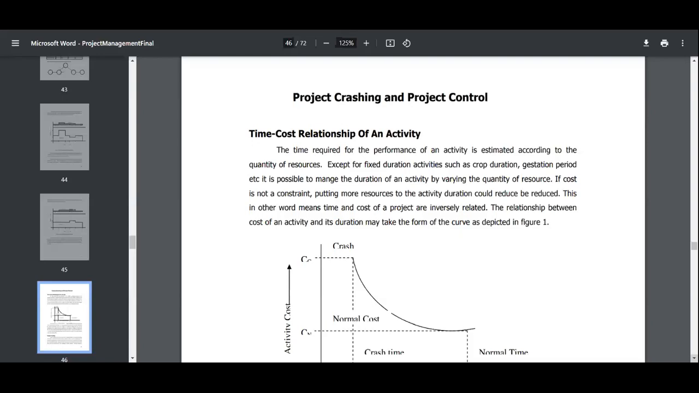Okay. So next, if cost is not constant, putting more resources on the activity duration could reduce it. Yes, it is. So in other words, time and cost of a project are inversely related. The relationship between the cost of an activity and its duration may take the form of the curve as depicted here.